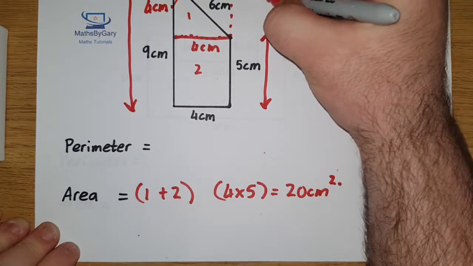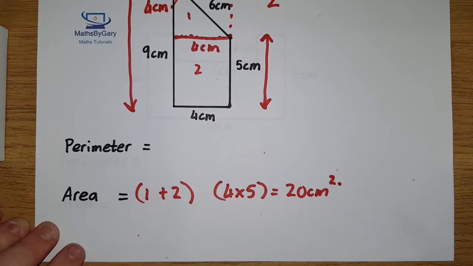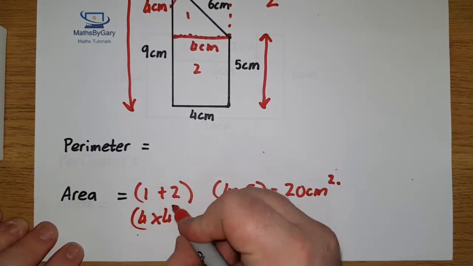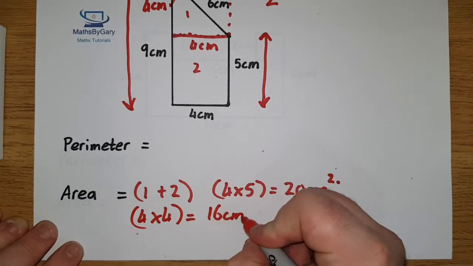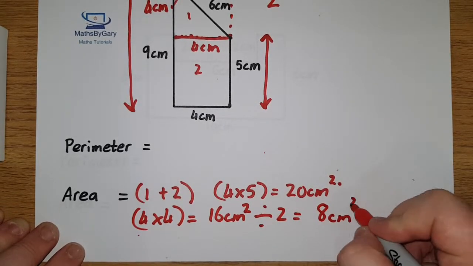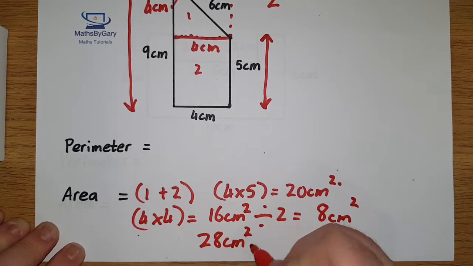If we halve the square, we'll then get the area of the triangle. So 4 times 4 equals 16 centimetres squared, divided by 2 gives us 8 centimetres squared. So the 20 plus the 8 is 28 centimetres squared.